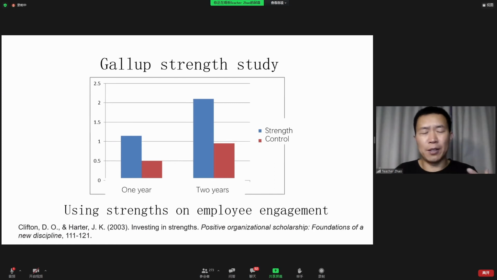And engagement is very important to productivity, because when employees feel engaged, they are willing to work extra time even without pay, and they are very proud of their work. When they work, their productivity is very high because they fully concentrate on the work, and they are willing to introduce this job to other people. For example, when their friends are looking for a job, they would say, "Hey, my job is great, join us," because they are engaged.